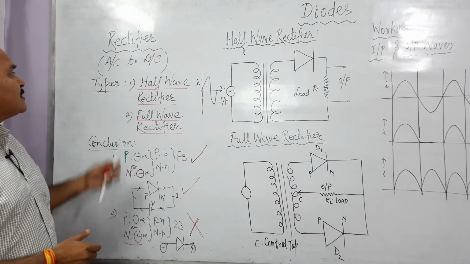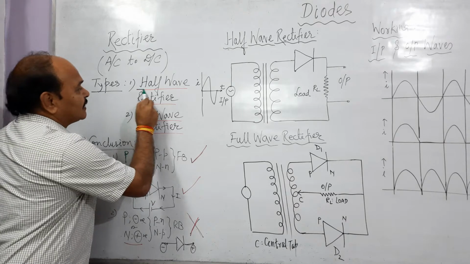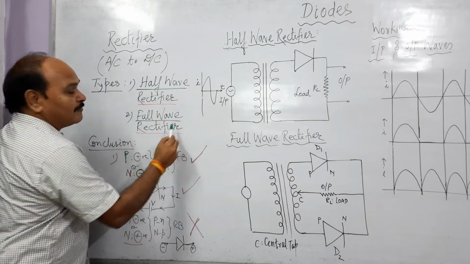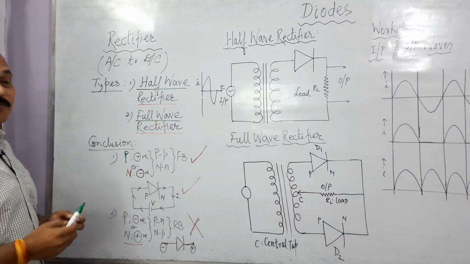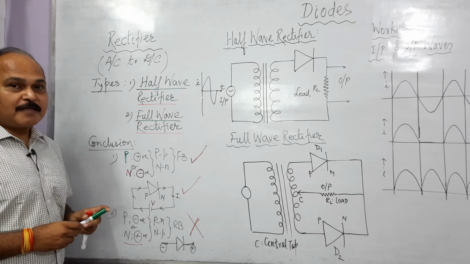Well, all rectifiers are of two types. Rectifiers are either half wave or they are full wave. So half wave rectifier and full wave rectifier are the two different types of rectifiers.